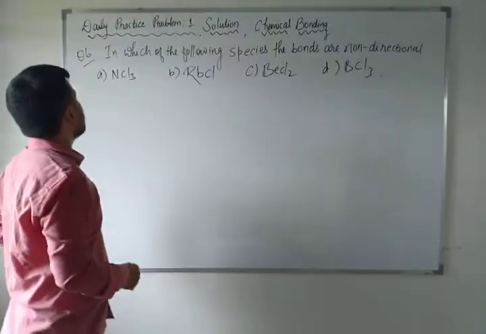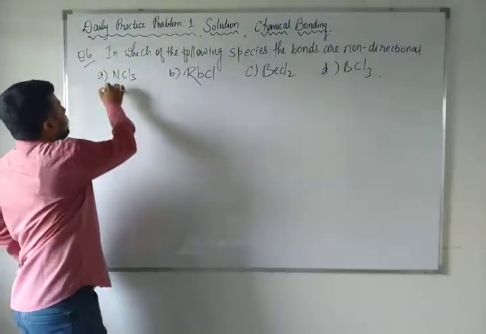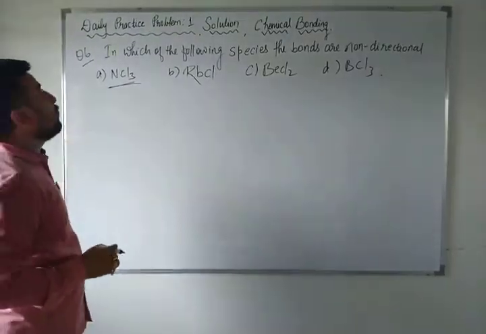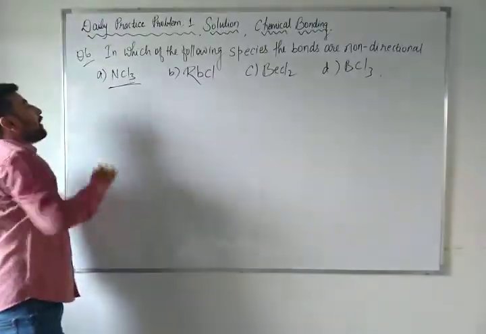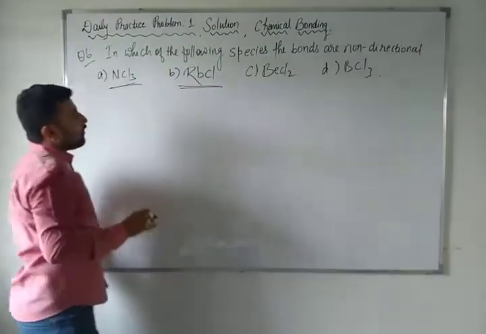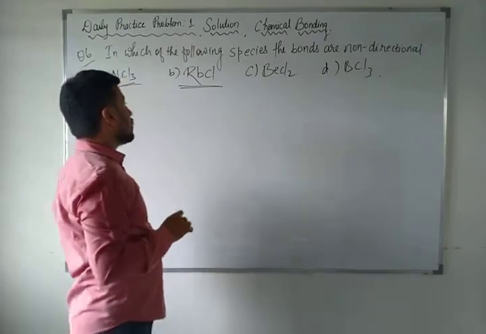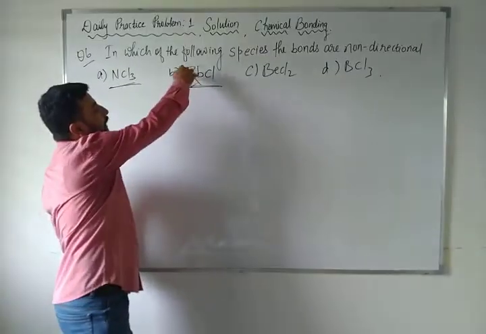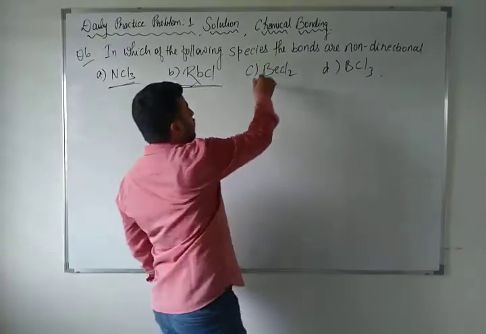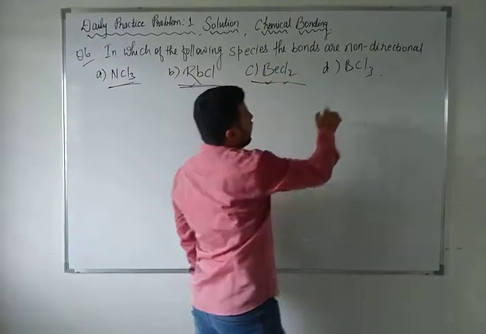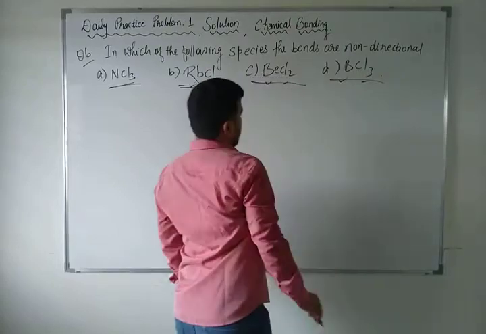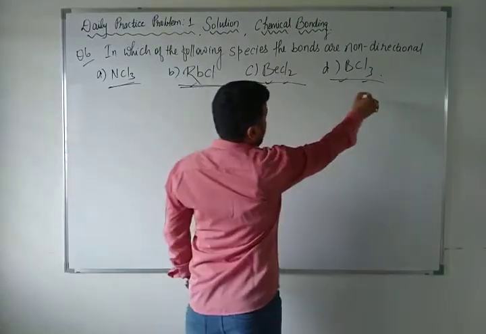So here you can see, for the non-directional: NCl3, nitrogen is a second period element and chlorine is a third period element. If I talk about rubidium chloride, the rubidium cation size is very large and the anion size is small. This is a fifth period element and this is a third period. Beryllium chloride, second period, third period. Boron trichloride, second period. You know very well this is a linear structure, this is a triangular planar structure, and this is a tetrahedral structure.